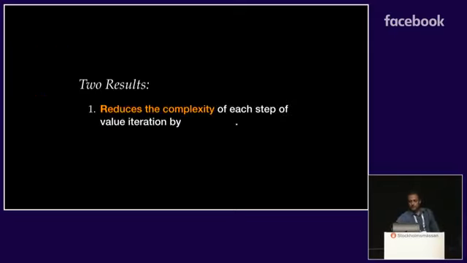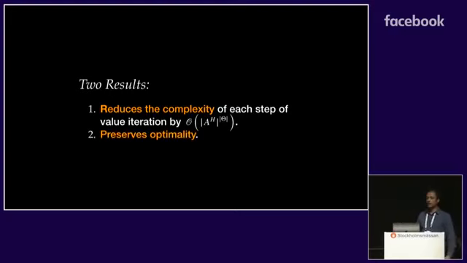So some results that we had in our paper is that at each step of value iteration, not in the entire algorithm, but at each single step, you have an exponential reduction in complexity. And our modified Bellman update preserves optimality of the Cyril solution. So using the modification will not cause you to lose any value. And if you are interested in the proofs of these results, you can take a look at our paper.